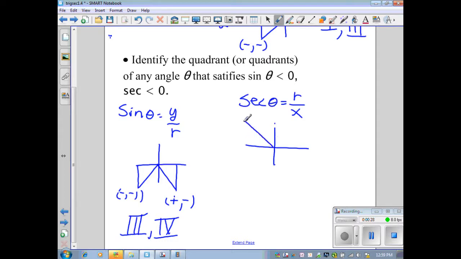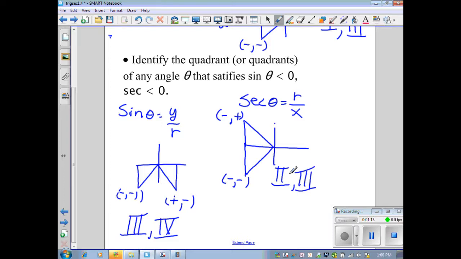Those two quadrants are going to be quadrant 2, where my x value is negative and my y value is positive, and quadrant 3, where my x value is negative and my y value is negative. In both of those quadrants, I'll have x negative and an r positive, and when I divide, I'll have a negative value. That'll represent secant theta being less than 0. These two quadrants that solve this half are going to be quadrant 2 and quadrant 3.